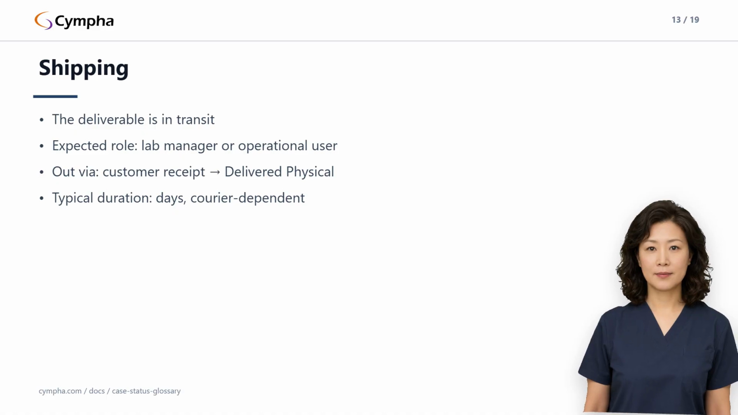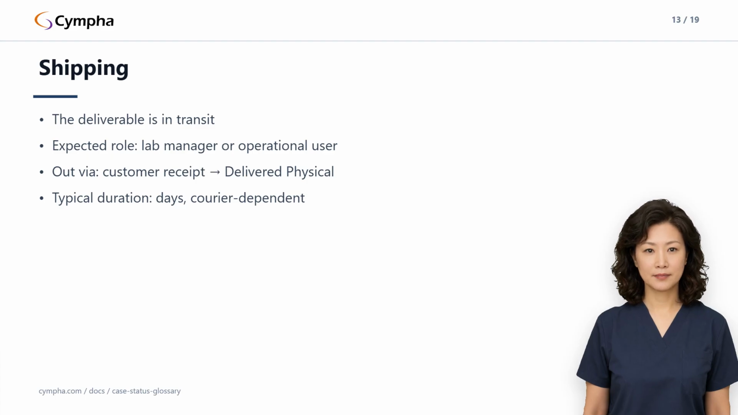Shipping means the deliverable is in transit, it has left the lab and is on its way to the practice. The expected role here is either the lab manager or an operational user, the people who deal with couriers, packing slips, and tracking numbers. Notice that this is one of the few statuses with two acceptable holders, which reflects how labs actually work. In a small lab the manager posts the parcel, in a larger one there's a shipping desk.